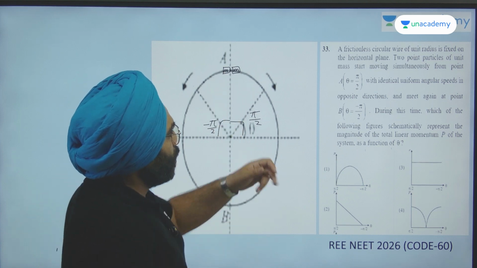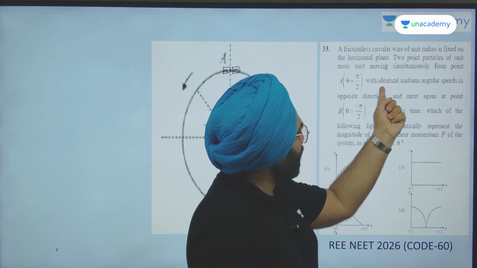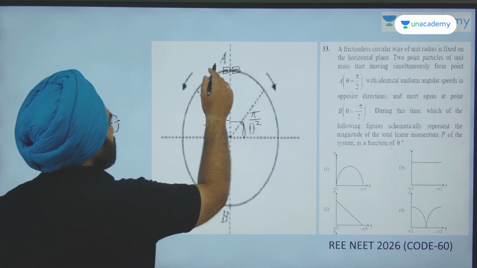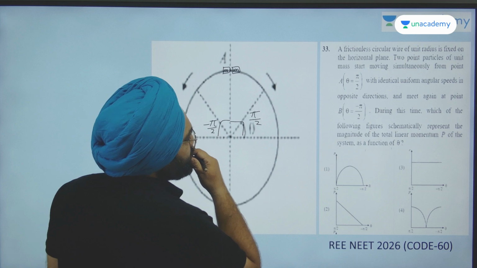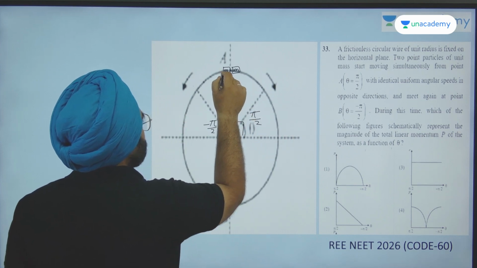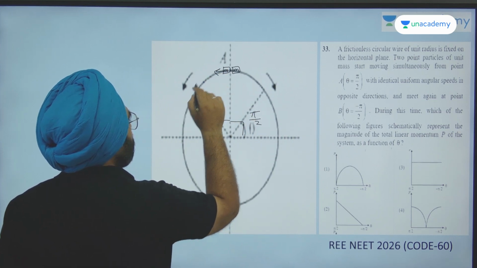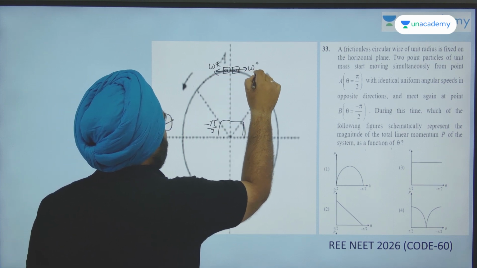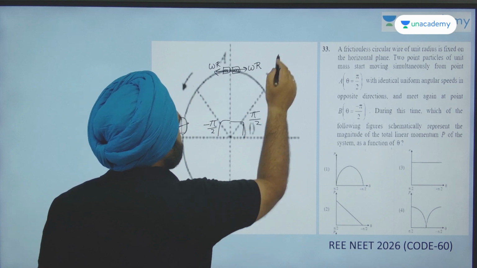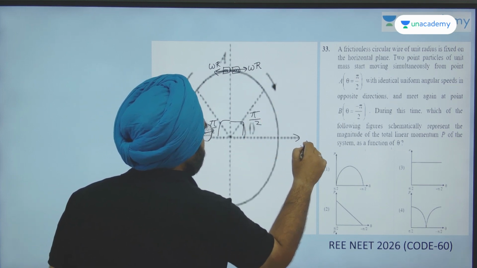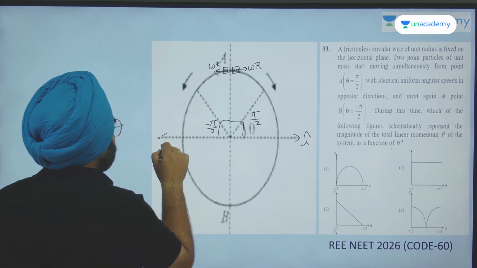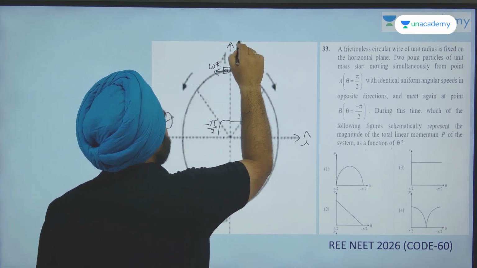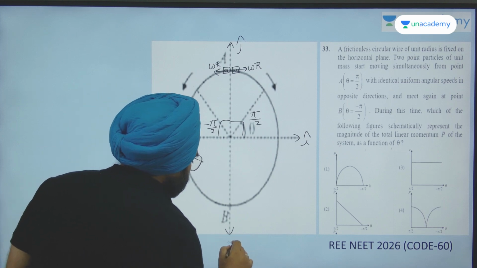Now what are they doing? They perform uniform circular motion with identical angular speeds. Got it? So if I consider the radius as r, they will be moving with velocity omega r, and this one will also be moving with omega r. Now try to understand, if I take this direction as i cap, this direction as minus i cap, this direction as j cap, and this direction as minus j cap.